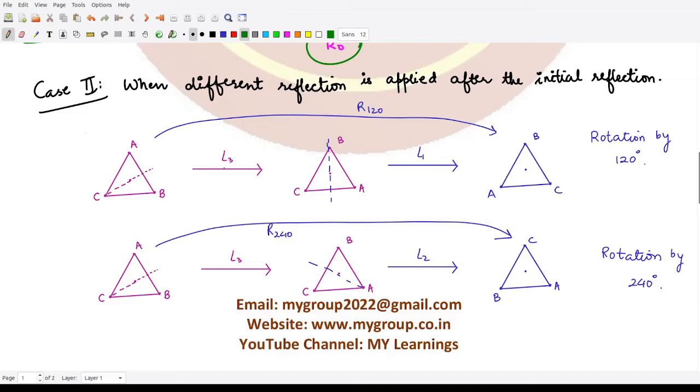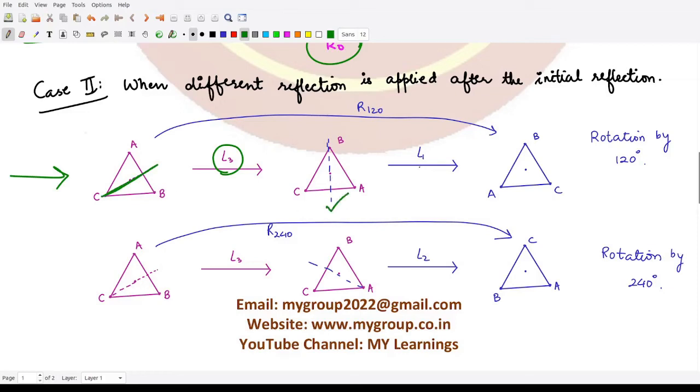So initially we are applying L3 onto it. One time we are applying L1 thereafter, and one time we are applying L2 thereafter. So let's see in both the cases what do we have. For the first case here, first of all, when we apply L3 onto it, we are taking reflection about this line. So C would be kept fixed, A and B would interchange. So we have this triangle.